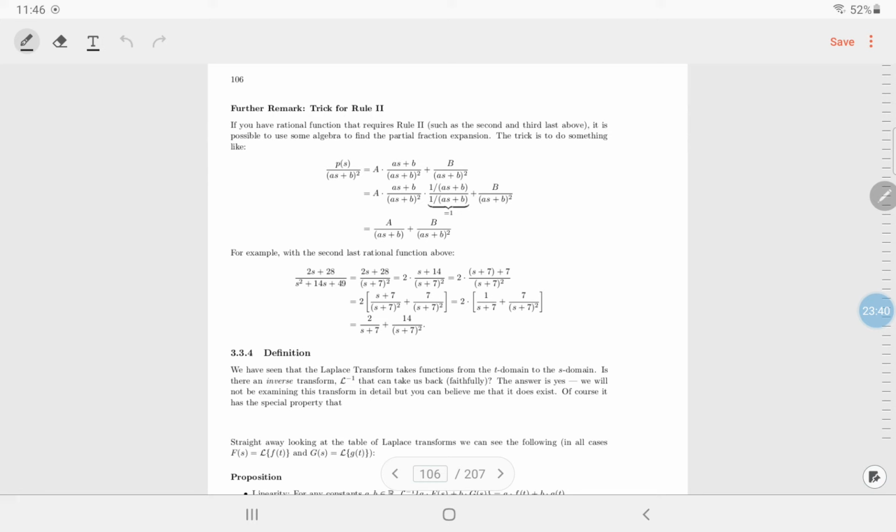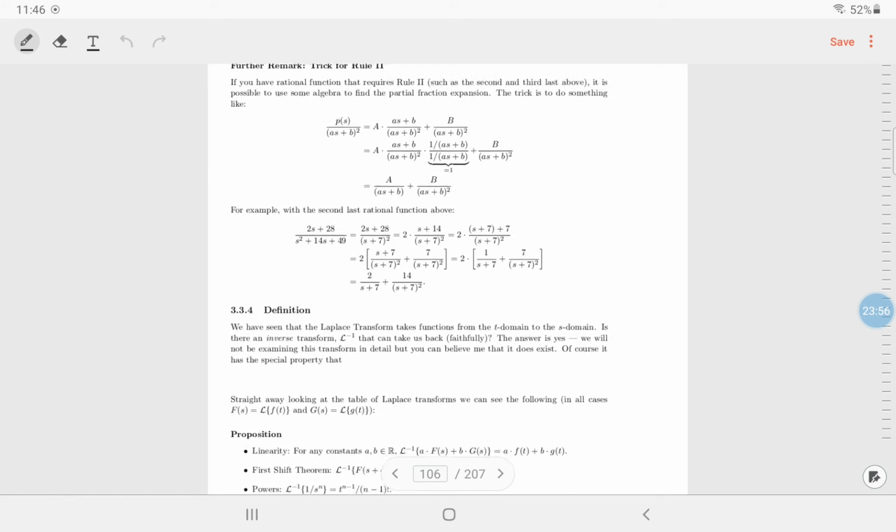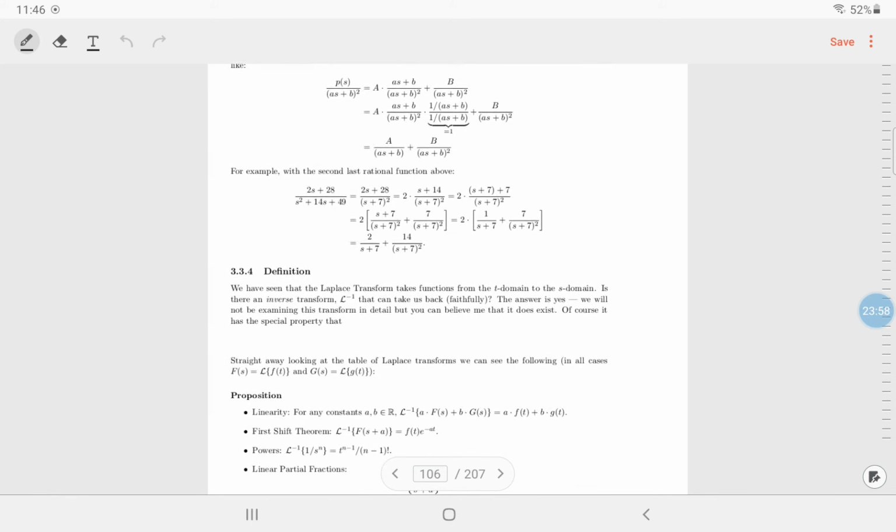Okay, so there's a little trick here. I may have mentioned this previously. I won't be using this trick, but you might see it yourself here or there. It's a nice little trick that makes rule 2 a little bit easier. Okay, so that's everything on partial fractions.